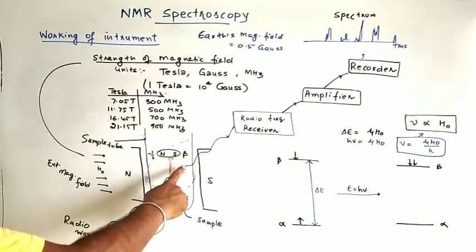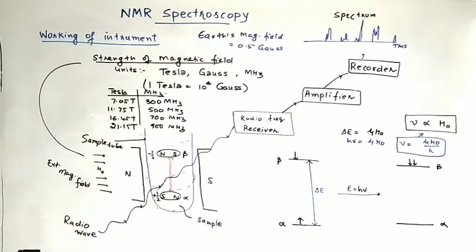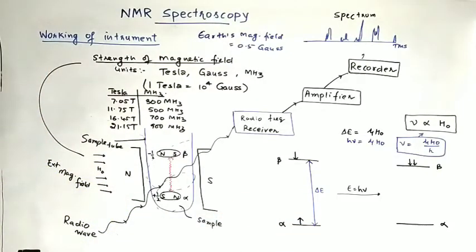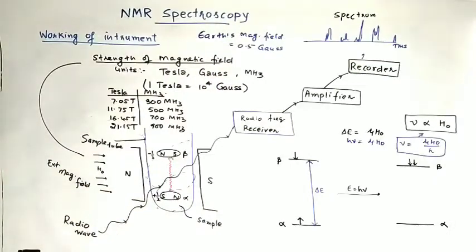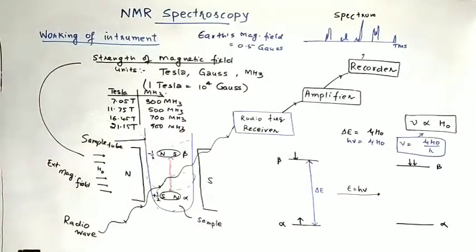Whenever there is one proton with alpha and beta states, and we apply exactly the same amount of energy, delta E, as the difference between these two, and we can adjust that difference by adjusting the magnetic field, as I already told, then flipping takes place. The proton goes to the excited state, and this is known as flipping.